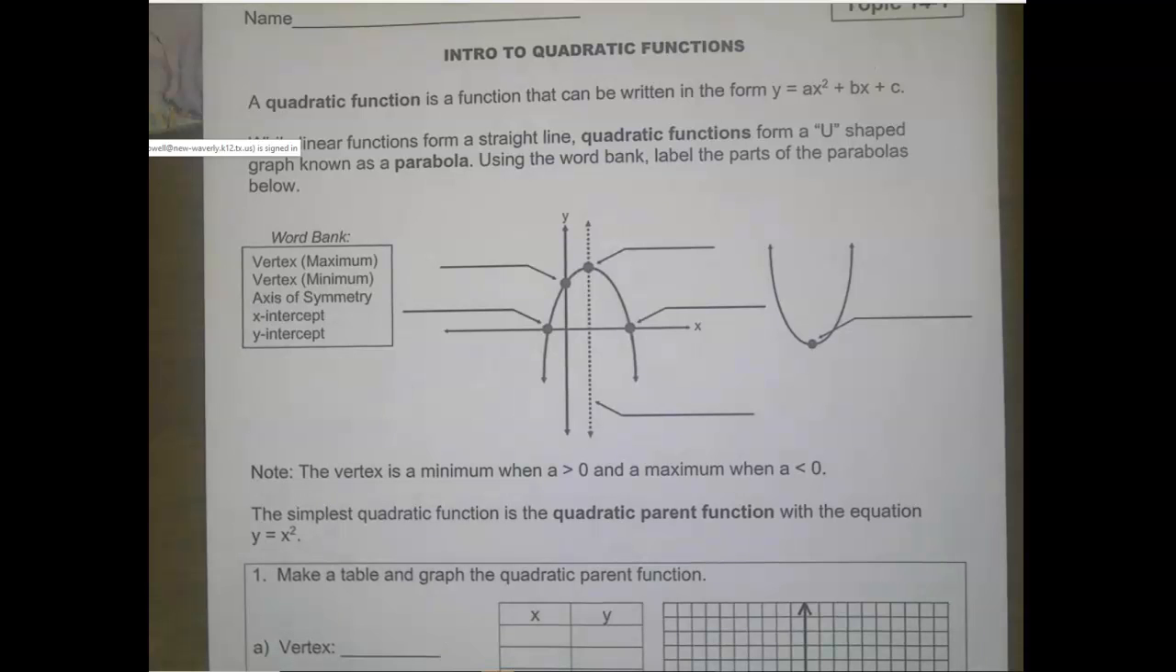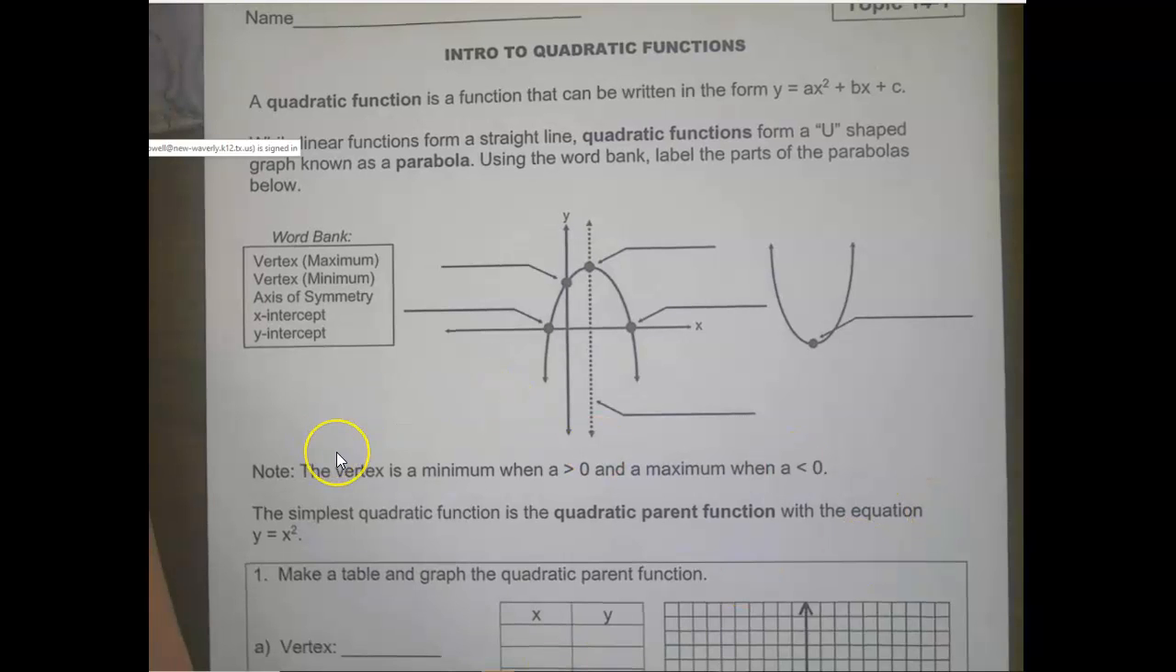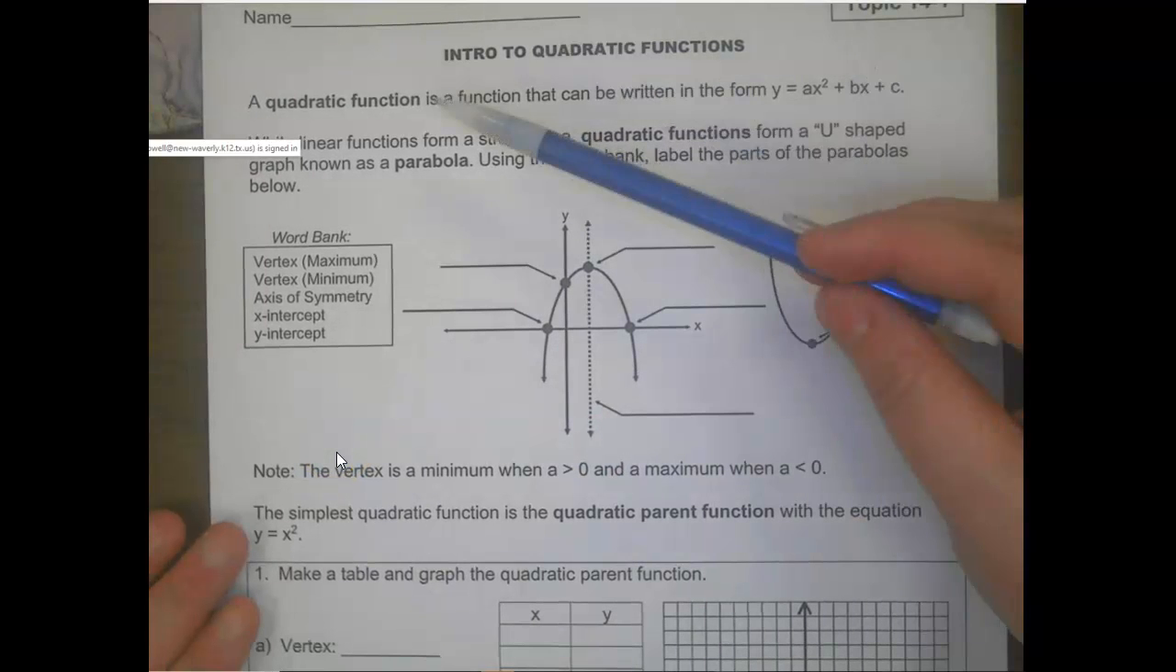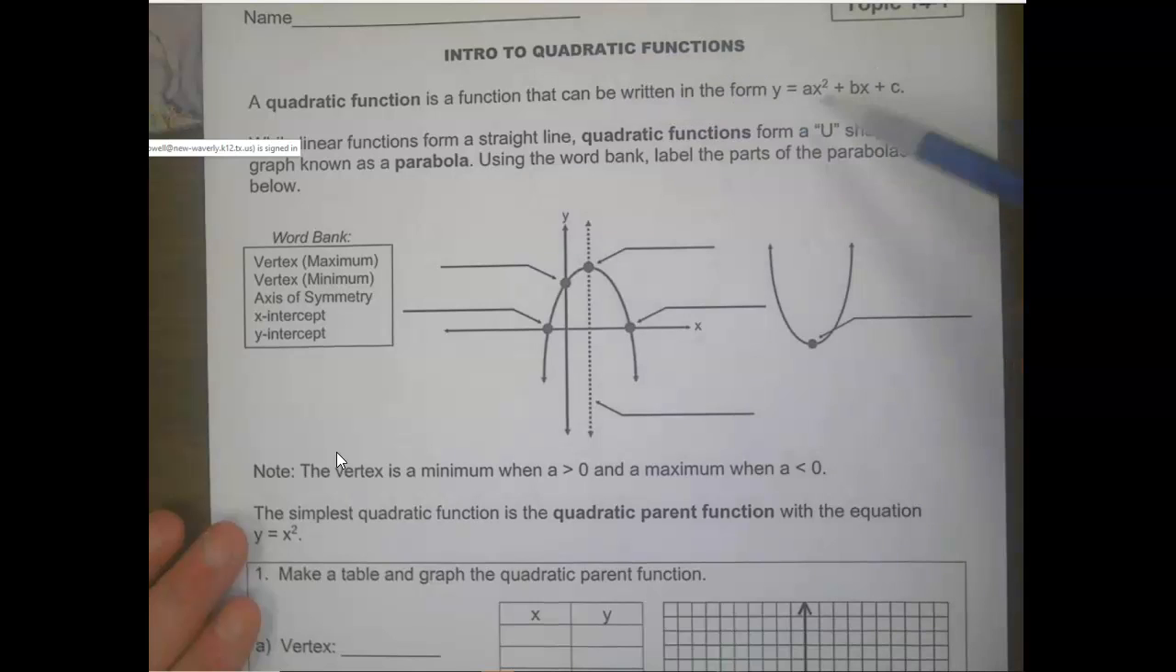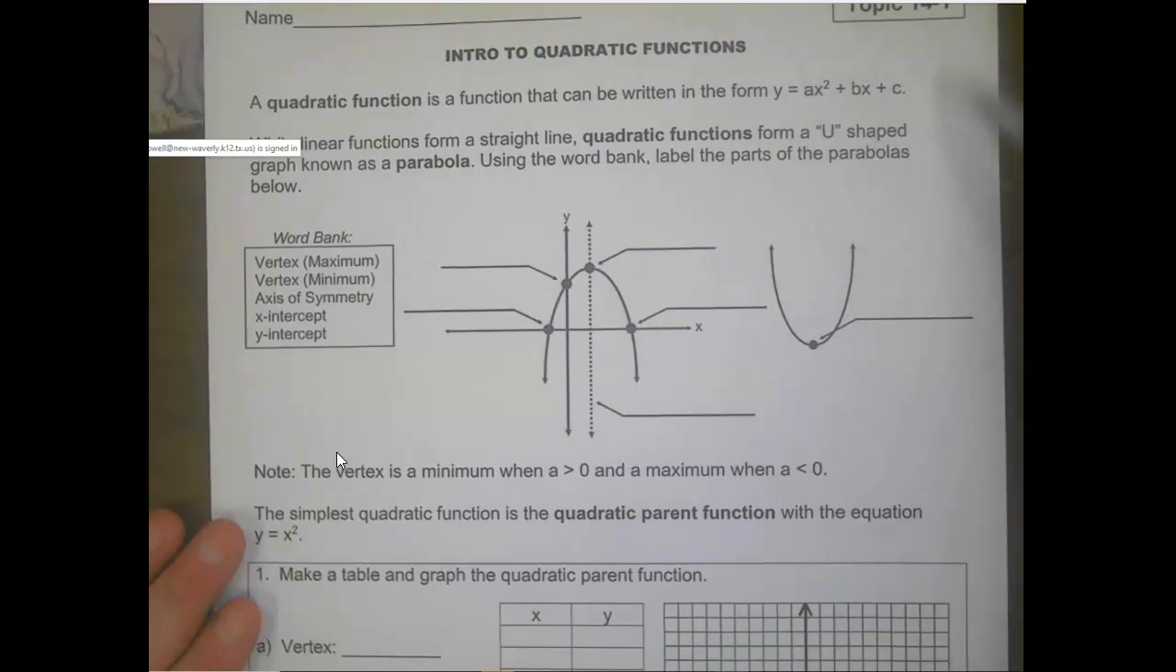Now quadratics are when we have x squared in our equation. That's the highest exponent is a 2. That makes it a quadratic. So let's go ahead and look at this. A quadratic function is a function that can be written in the form of y equals ax squared plus bx plus c. Okay, we've already seen this form. We've been looking at it.